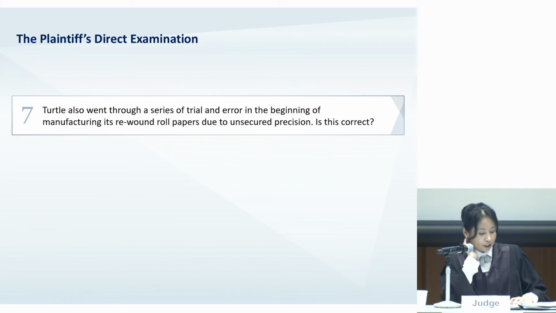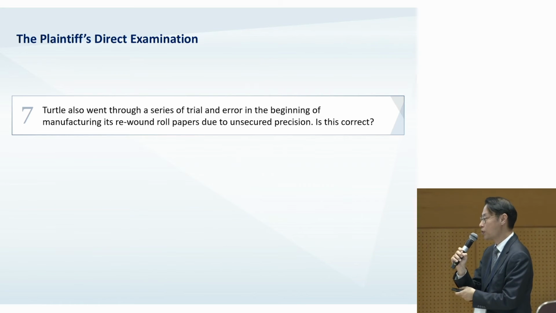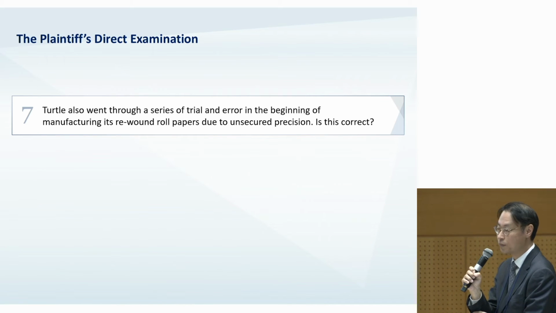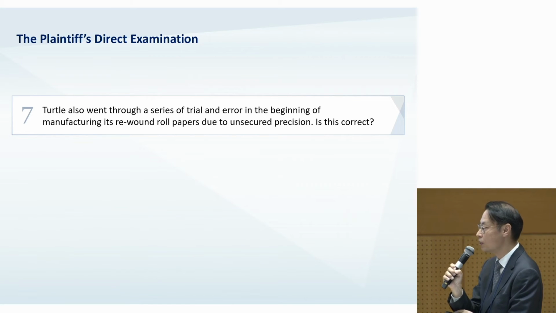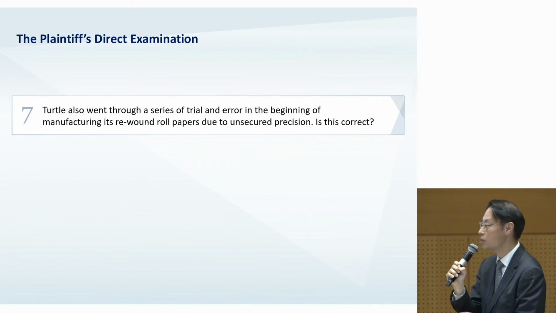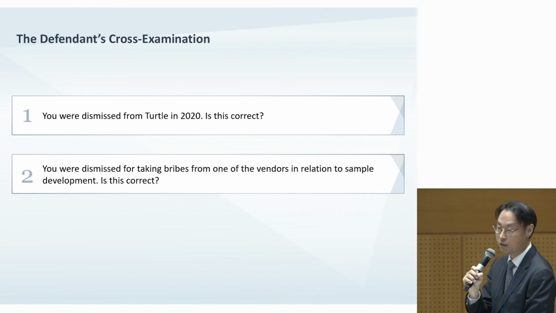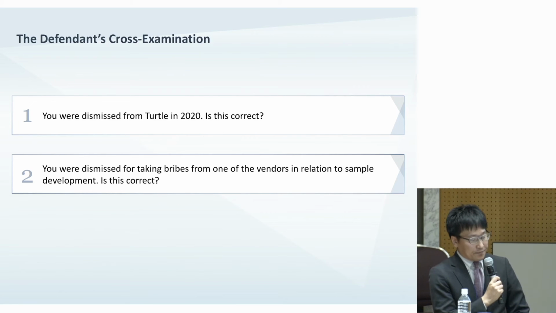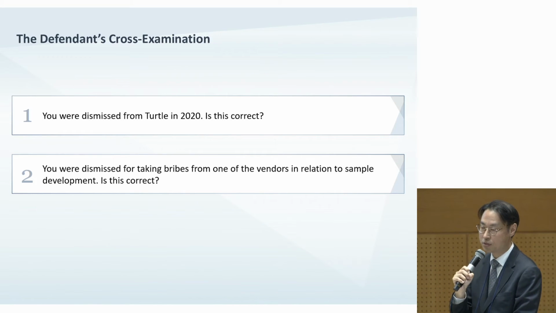Defendant attorney may proceed with the questions for the witness. Yes, thank you, Your Honor. So, Mr. Yu, I'd like to tell you first that some of my questions may be offensive, but please understand that it is necessary to let the court know whether your testimony is credible or reliable. Okay? So I'll begin. You were dismissed from Total in 2020. Is this correct? Yes.